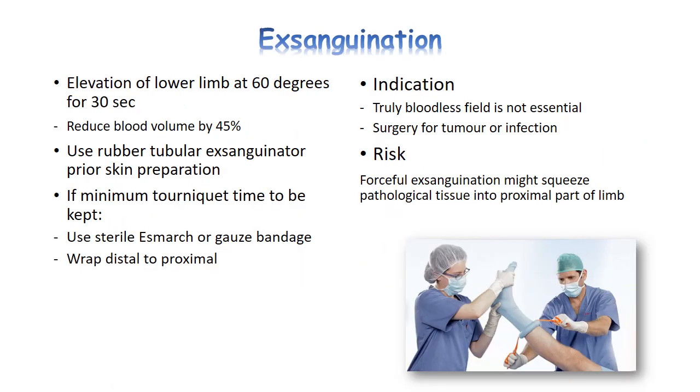The next method is exsanguination. It is applied by elevation of the lower limb at 60 degrees for 30 seconds as it can reduce blood volume by 45%. We will use a rubber tubular exsanguinator prior to the skin preparation. If minimum tourniquet time is to be kept, we can use a sterile X-ray mark or gauze bandage and wrap distal to proximal. This method is indicated when a truly bloodless field is not essential, and also for surgery for tumor or infection, as forceful exsanguination might squeeze pathological tissue into the proximal part of the limb.